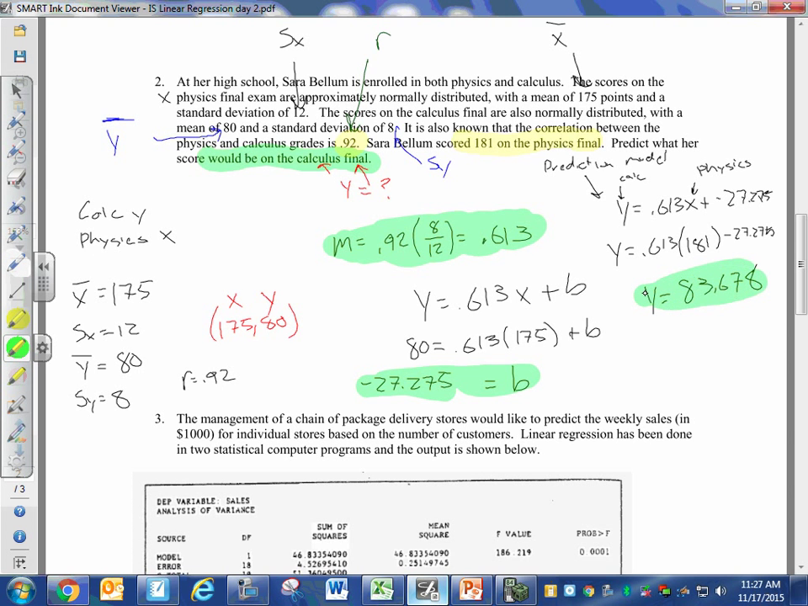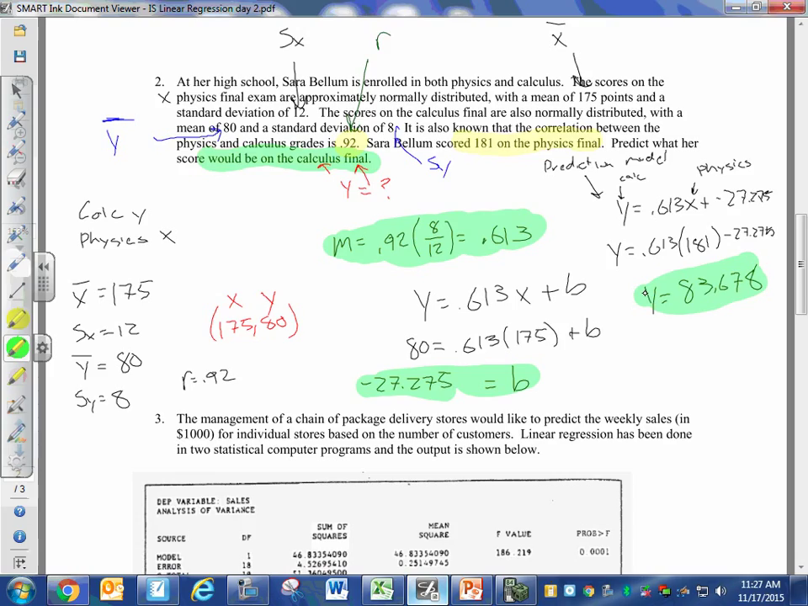First thing we should be asking ourselves, does that score make sense? Yes. It's right around the mean for calculus, which was 80. So we're greater than the mean for physics, just like we are greater than the mean for calculus. The physics mean was 175. All we had to do is find our equation. Once we have our equation found, we use that as our model. Okay, moving on.